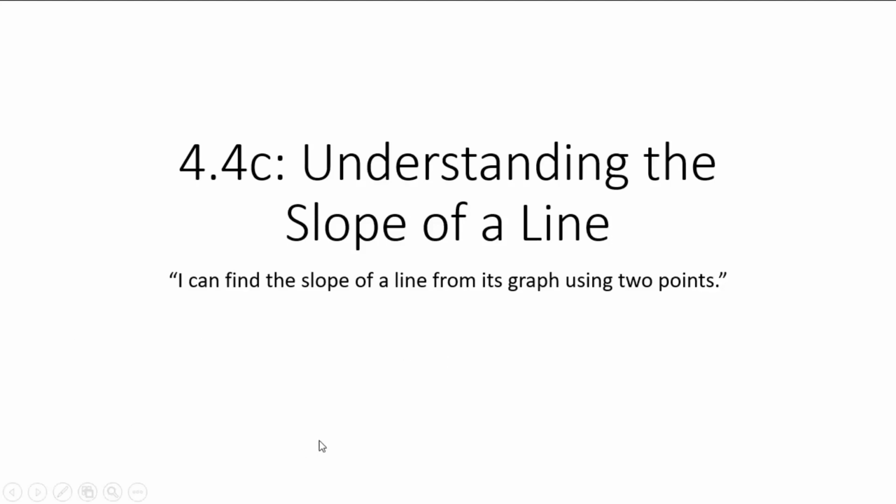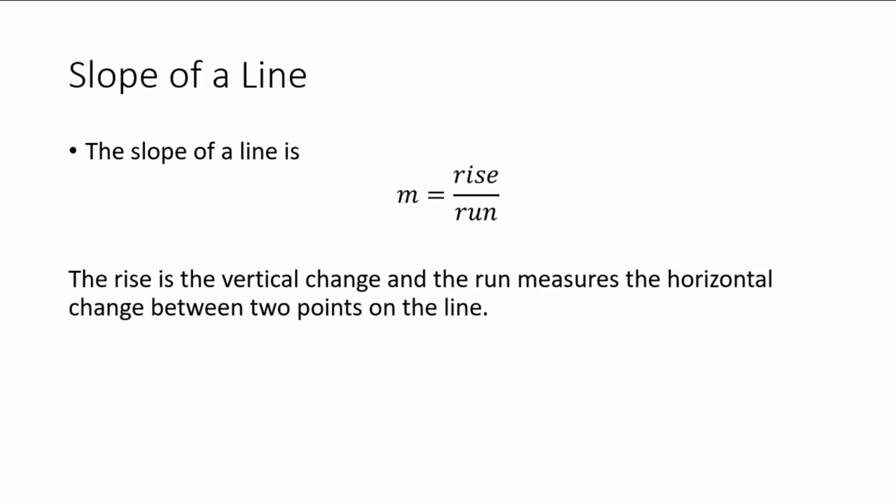Welcome to section 4.4c, Understanding the Slope of a Line. Our objective today is I can find the slope of a line from its graph using 2 points. So, as we've been talking about, the slope of a line is m equals rise over run. The rise is that vertical change, and the run measures the horizontal change between any 2 points on the line. We can do this between any 2 points on our line, and we'll get the same ratio.